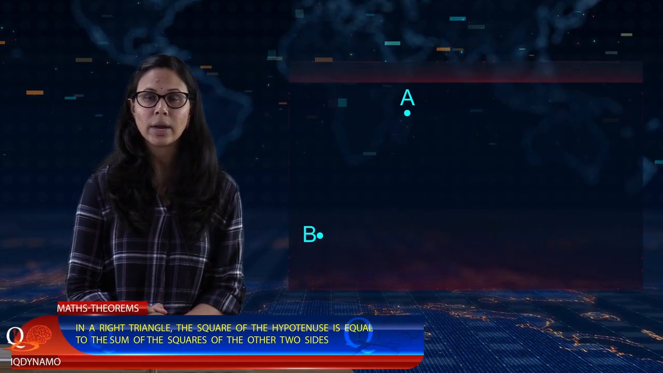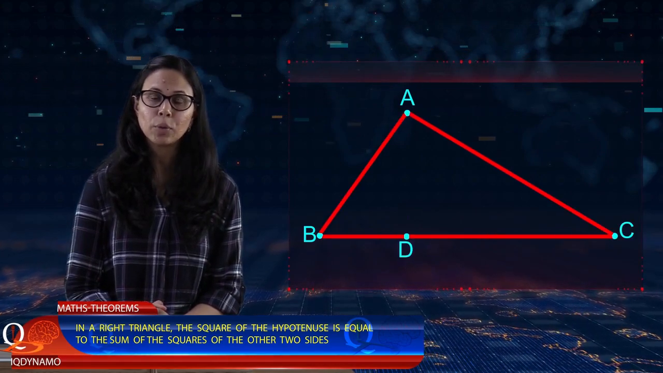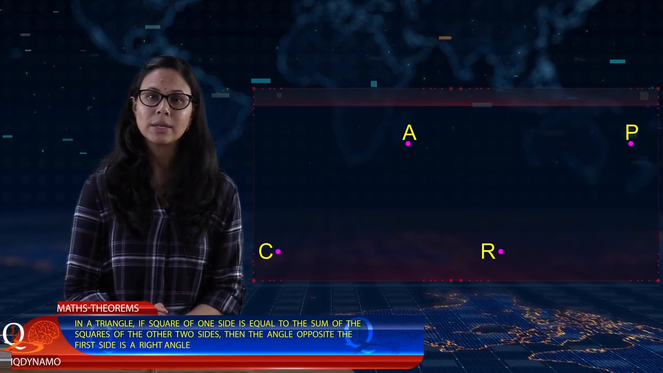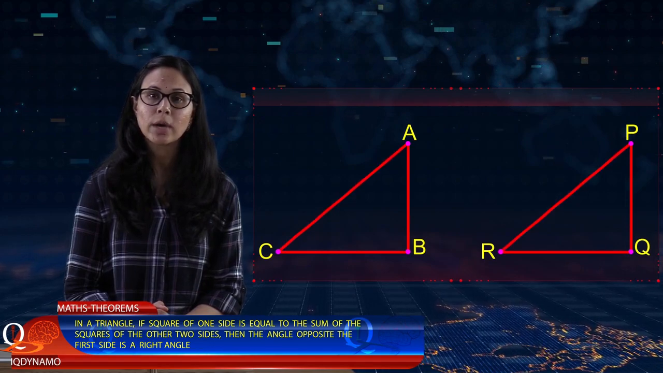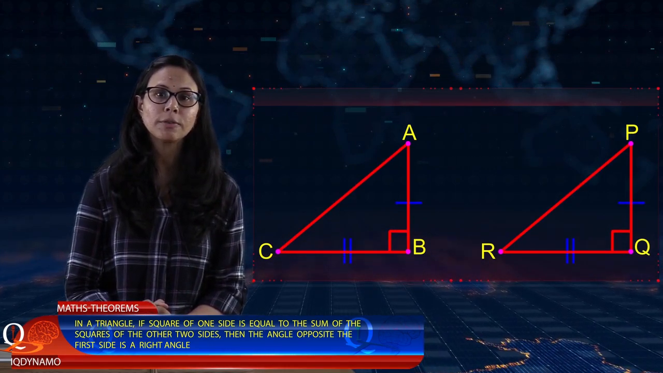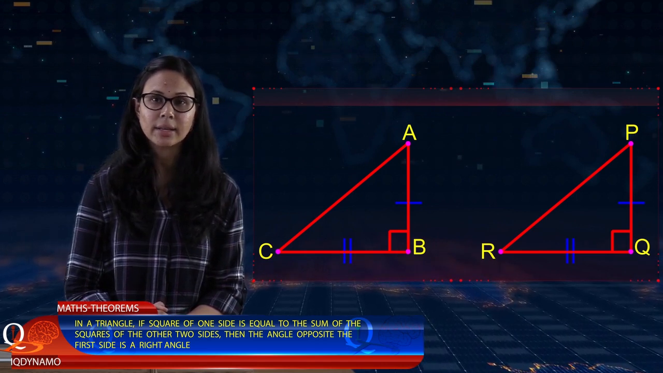In a right angled triangle, the square of the hypotenuse is equal to the sum of the squares of the other two sides. In a triangle, if the square of one side is equal to the sum of the squares of the other two sides, then the angle opposite to the first side is a right angle.